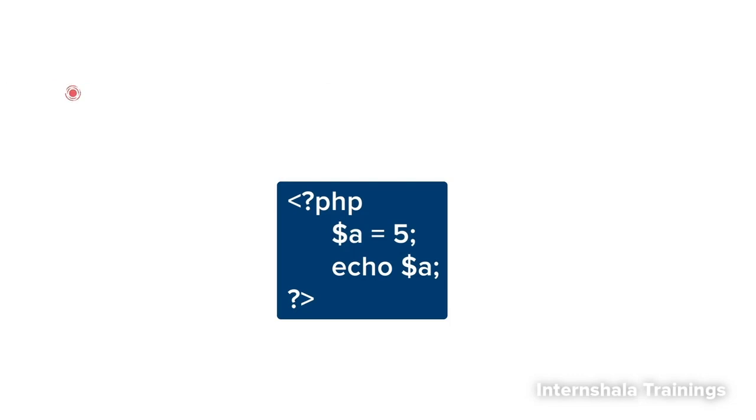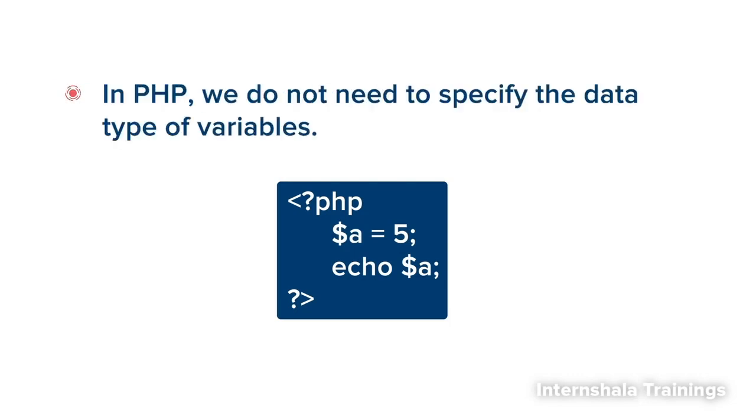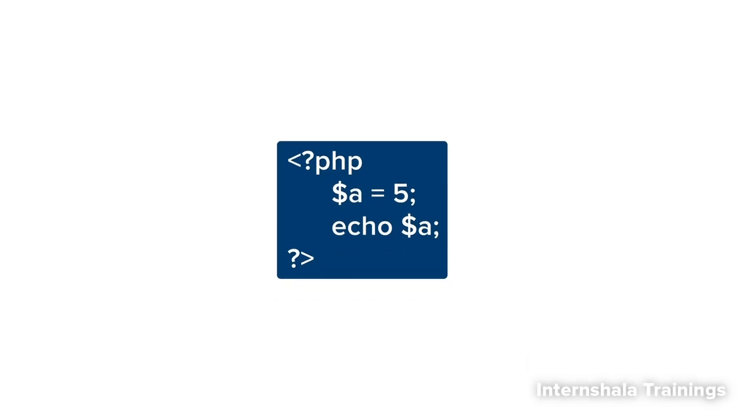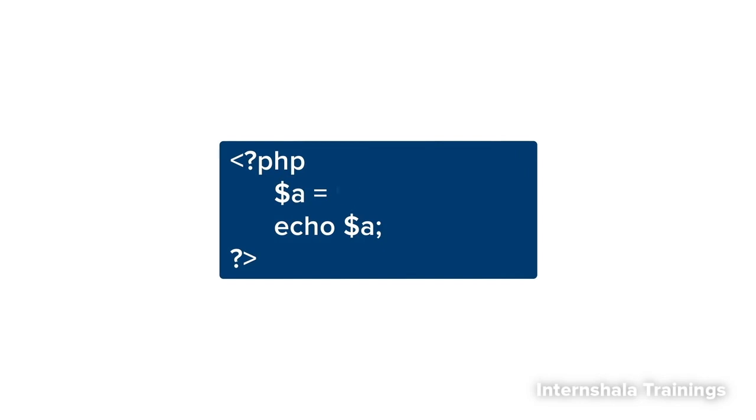PHP is a loosely typed language, which means we do not need to specify the data type of variables, unlike other languages such as C and C++. Let us understand why. Here, we have defined the value of variables as 5, which is an integer, but in code, we have not specified the data type of a. If we replace the integer with a string value like hello world, PHP will recognize it as a valid value where we have not specified any data type. In case you are wondering what a string is, it is simply a sequence of characters.